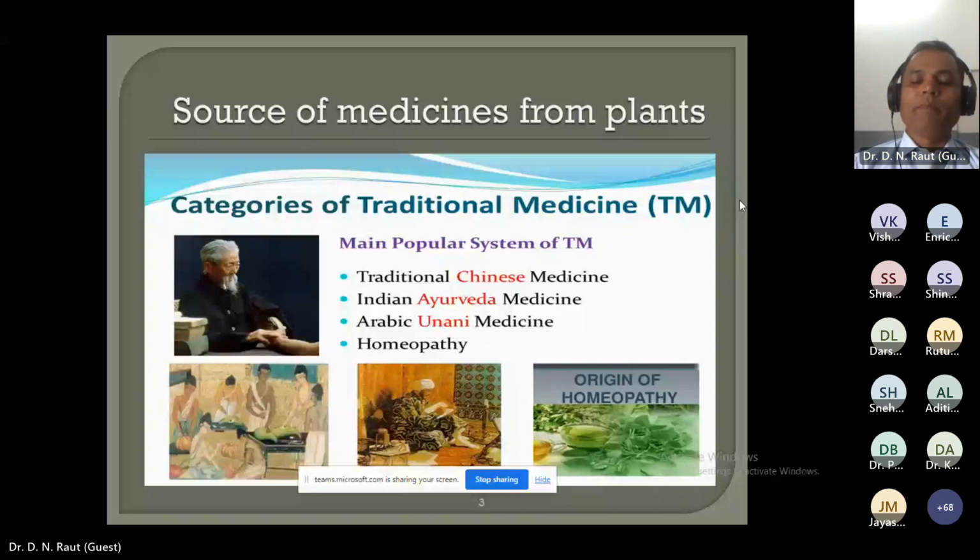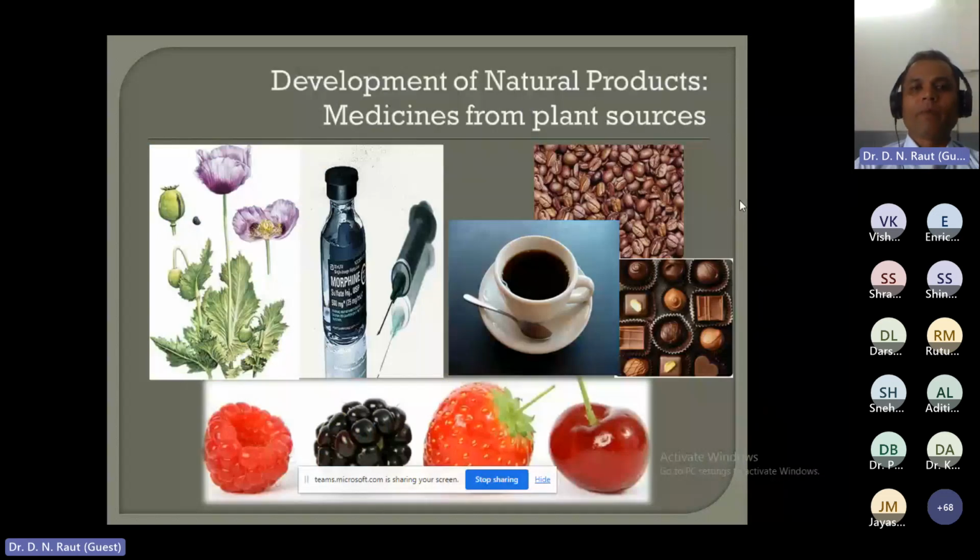The main source that we all know is the Indian traditional system of medicine, that is Ayurveda. Then traditional Chinese system of medicines are there, Arabic Unani medicines are there, homeopathic medicines are there from Germany. And these peoples have introduced natural sources. We can synonymously call it a natural source. Here you see there is a development of natural products, their medicines from plant sources.